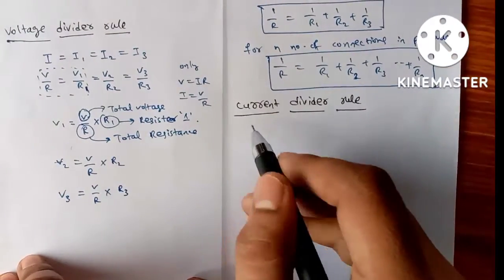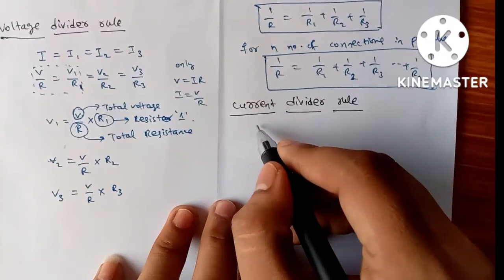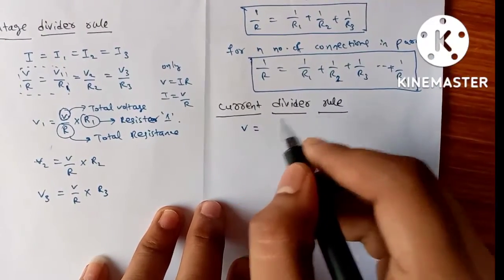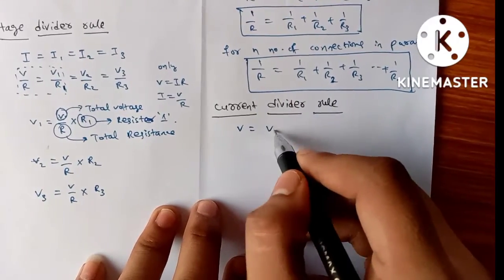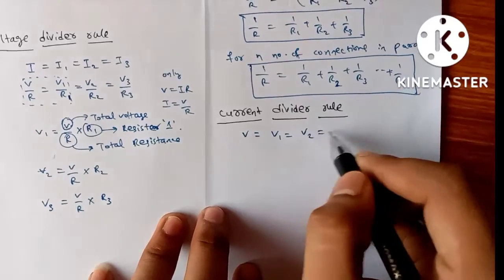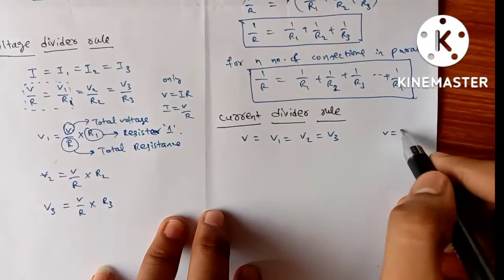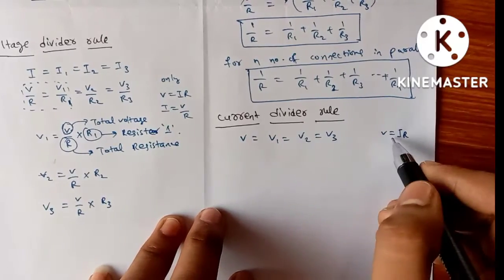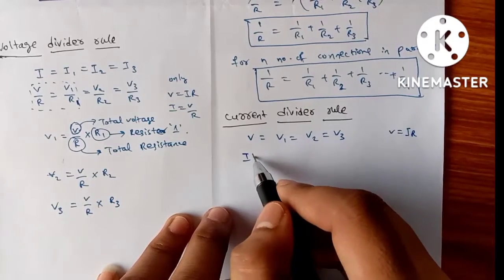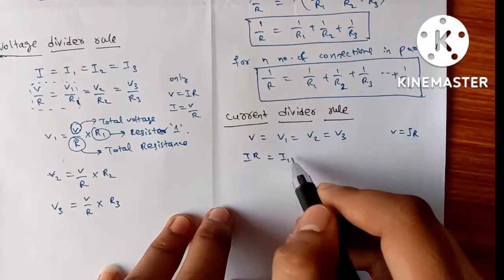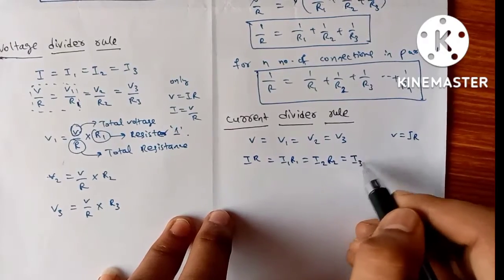Now current divider rule. In parallel connection, voltage is the same at each resistor. So V equals V1 equals V2 equals V3. Again V is equal to IR from Ohm's law. If we apply this formula here, then V is equal to IR, I1 R1, I2 R2, I3 R3.